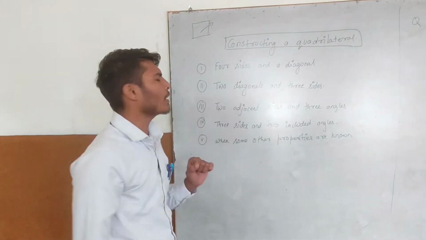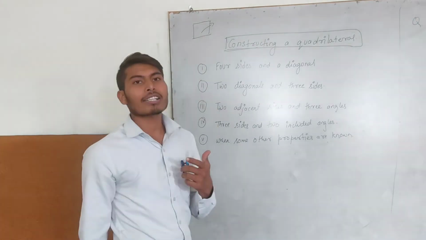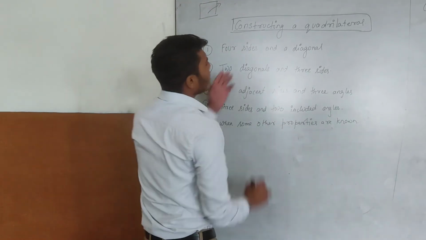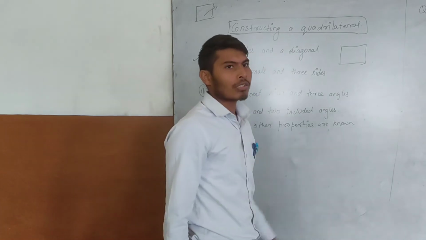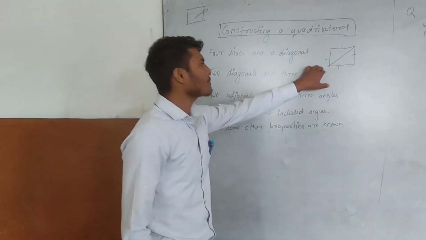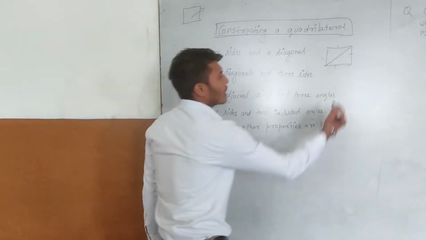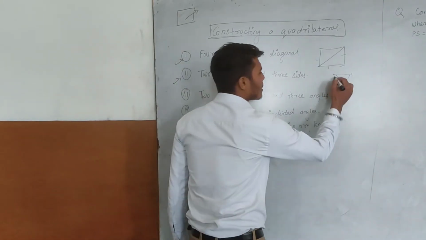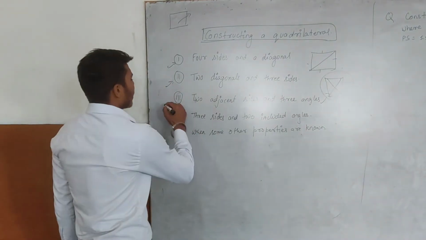In this class, we will learn constructing a quadrilateral when certain conditions are given. The conditions could be four sides and a diagonal. Another condition is when two diagonals and three sides are given. When two diagonals and any three sides are given, we can easily draw the four sides and the quadrilateral.